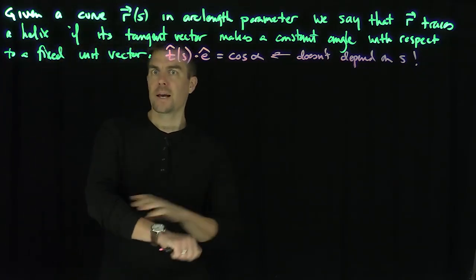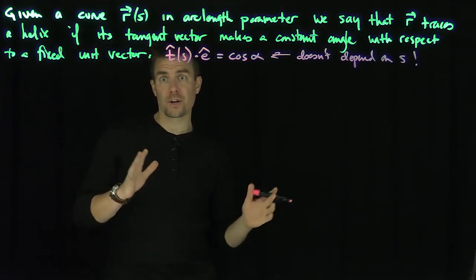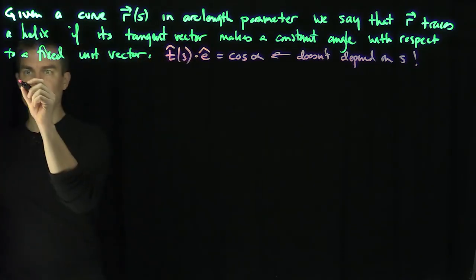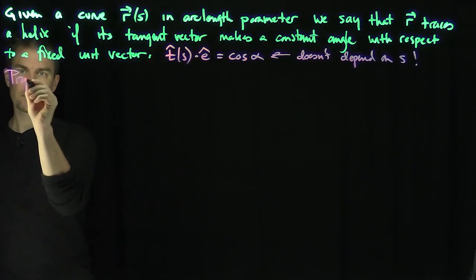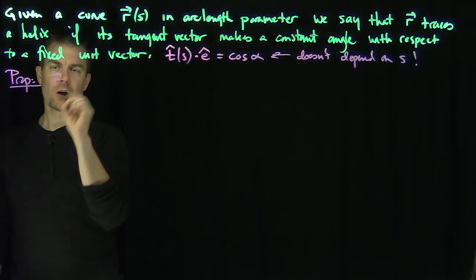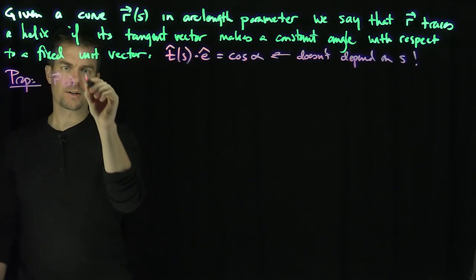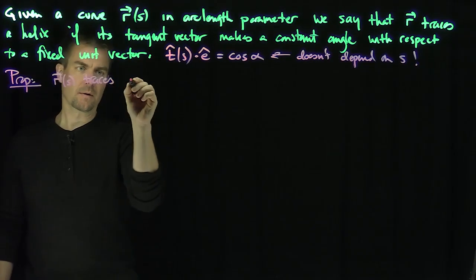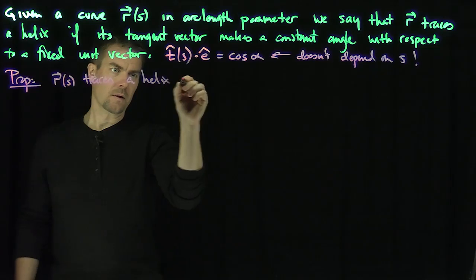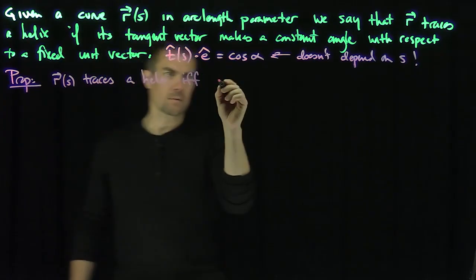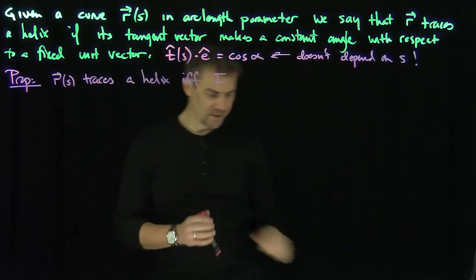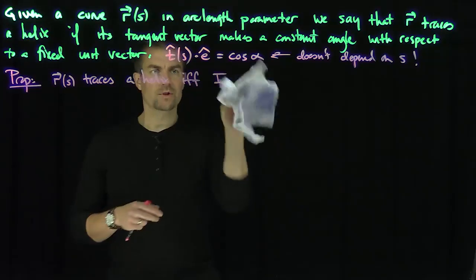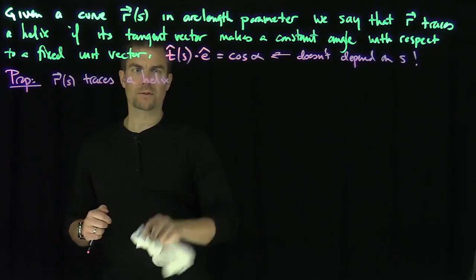All right, excellent. And so now there are several different equivalent formalizations of what it means to be a helix, okay? So here's a proposition. R of s traces a helix if and only if, let's just say that the following are equivalent.